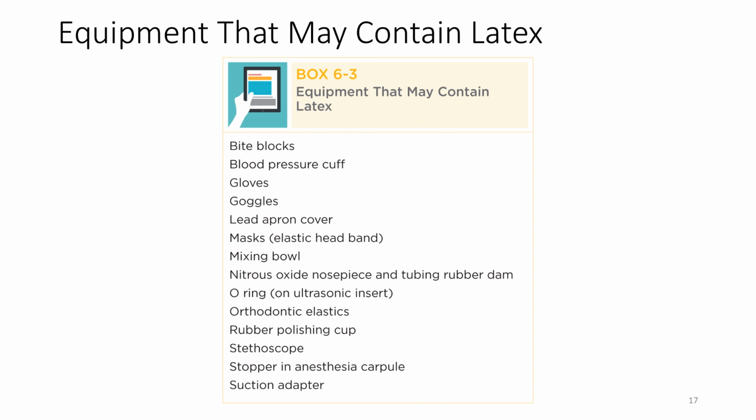So equipment that might contain latex: bite blocks, blood pressure cuff, gloves, goggles, lead apron cover. Interesting, right? Mixing bowl. So when we are mixing our alginate next semester, is that made out of latex? Nitrous oxide nose piece. Ours are not, but know that some of them are. O-rings in the ultrasonic insert. Orthodontic elastics. Most of these have been replaced, but they're still out there some. Stopper and anesthetic carpule or cartridge. Ours don't have it. And then the suction adapter.